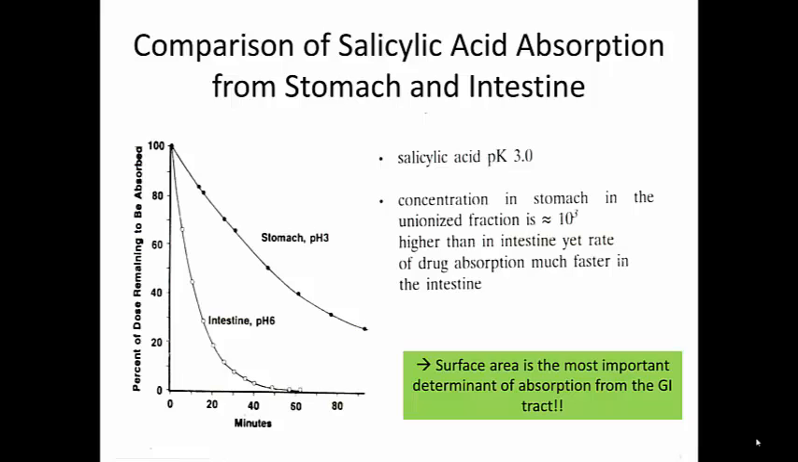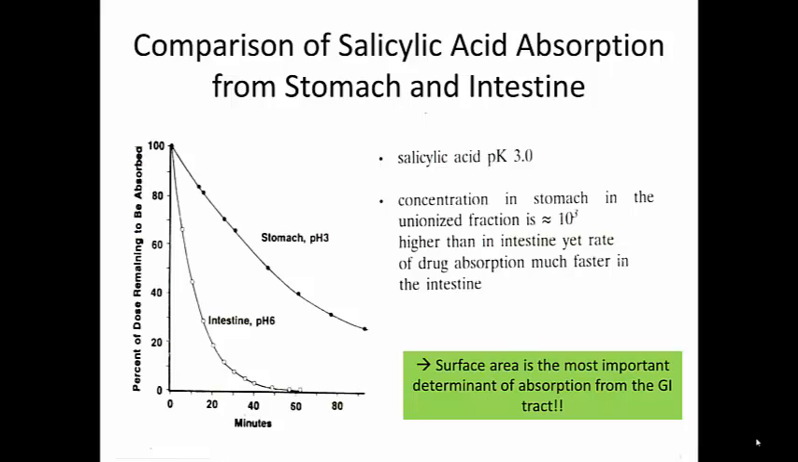The pKa of salicylic acid is 3, and this example uses a stomach pH of 3. In the stomach, the compound will be 50% unionized, so absorption is favored. Now, if we compare that to the intestine where the pH is 6, a much smaller fraction of the salicylic acid will be unionized, implying that absorption is not favored in the intestine. However, if you take a closer look at this graph showing the percent of a dose remaining in the GI tract over time, you can see that absorption from the intestine is much quicker than absorption from the stomach.